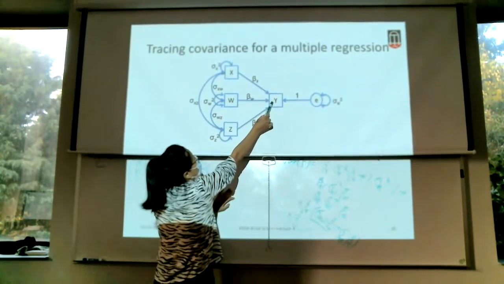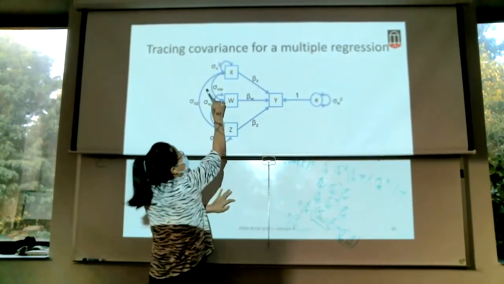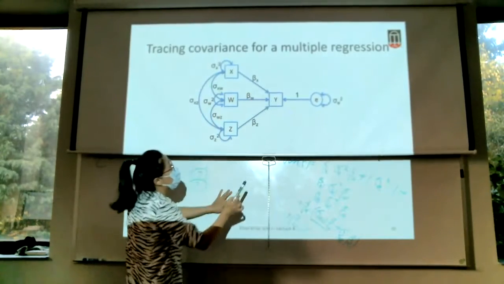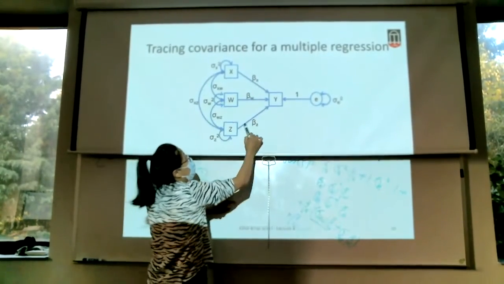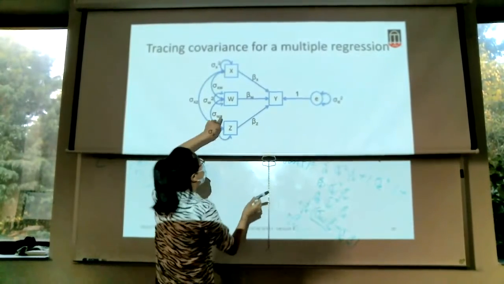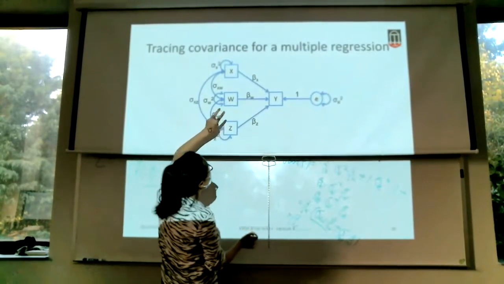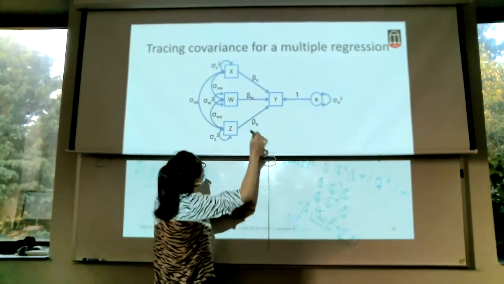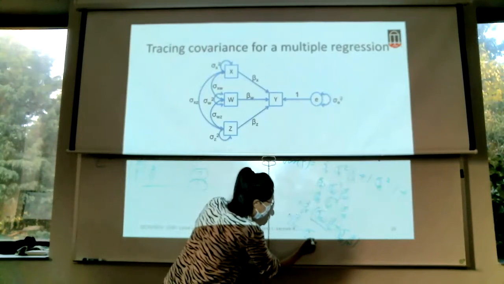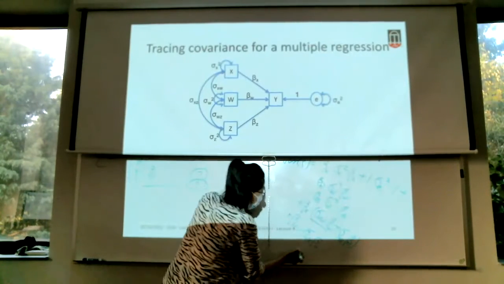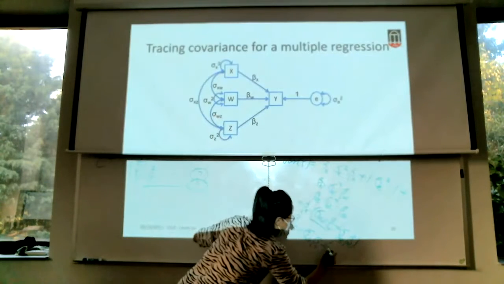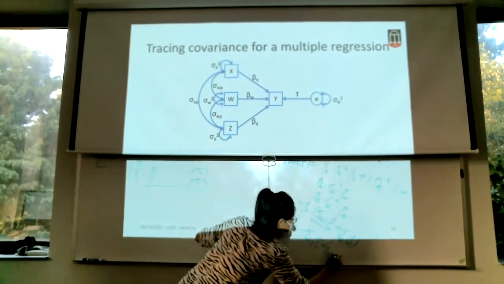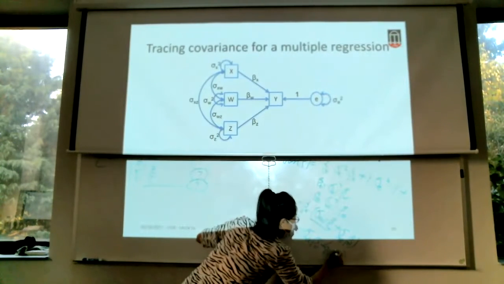Starting from Y, go to W, and you can go this path to X and stop at Y, or use this way, go to Z and stop at Y. So here we have two components: beta W, covariance between W and X, and beta X. And if you use Z, then you have covariance between W and Z, and beta Z.